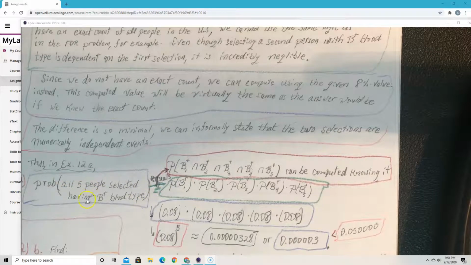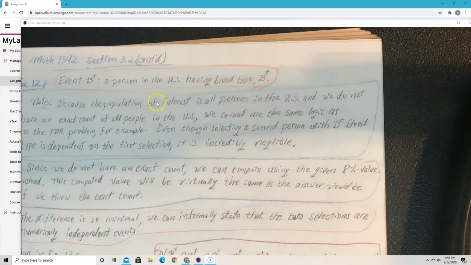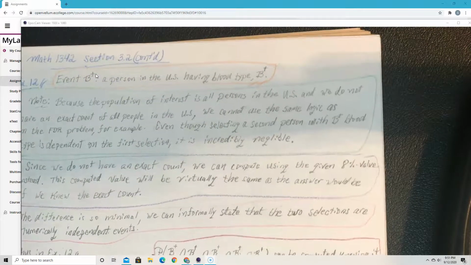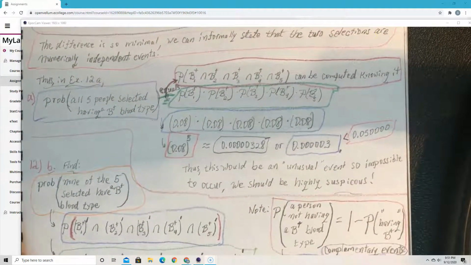So another way to write this is, remember I had written above, a person in the U.S. having blood type B positive, we're going to call that event B positive. So the probability that all 5 people selected have a B positive blood type is equal to P for probability, the first person selected having B positive blood, and the second person having B positive blood, and the third person selected having B positive blood, the fourth and the fifth, all 5.